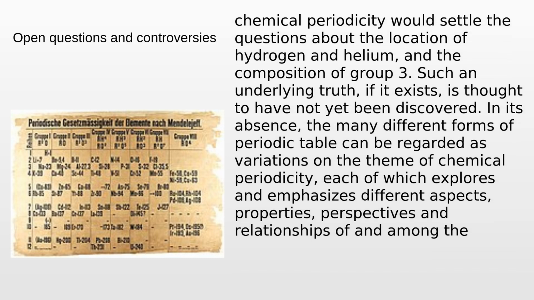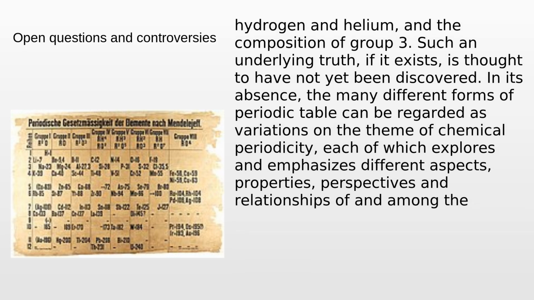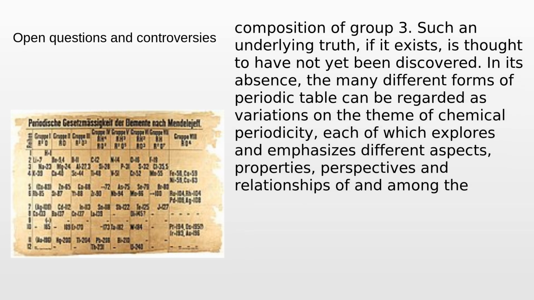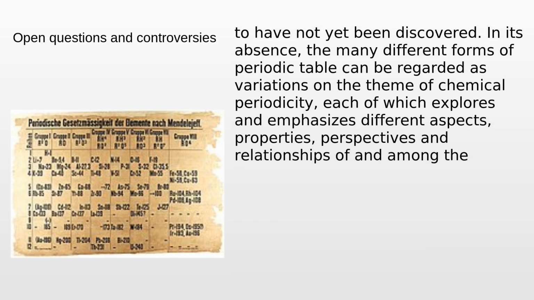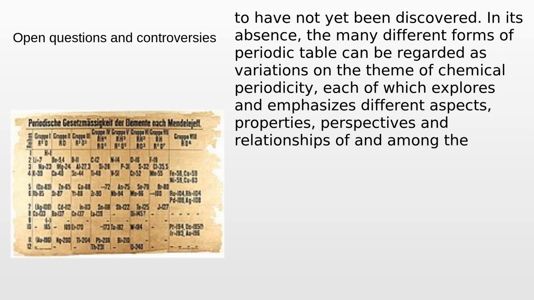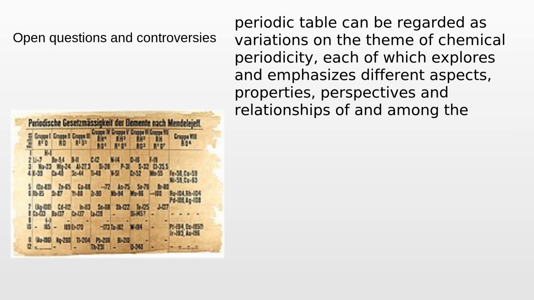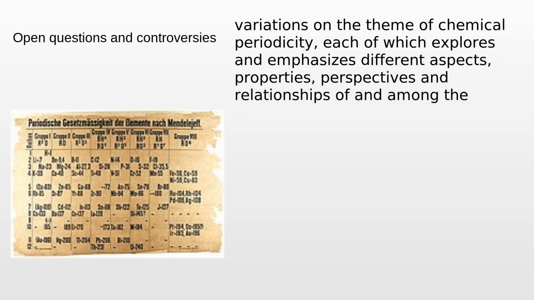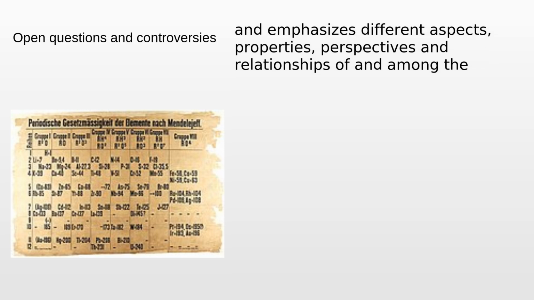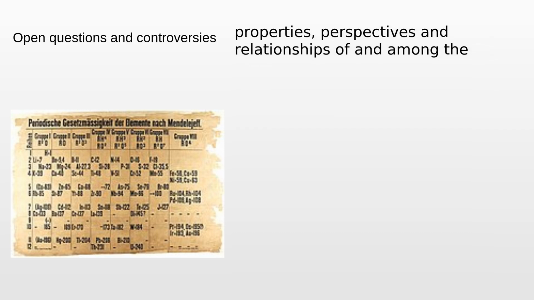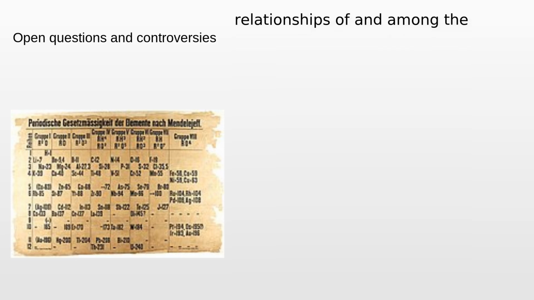An objective basis for chemical periodicity would settle the questions about the location of hydrogen and helium, and the composition of group 3. Such an underlying truth, if it exists, is thought to have not yet been discovered. In its absence, the many different forms of periodic table can be regarded as variations on the theme of chemical periodicity, each of which explores and emphasizes different aspects, properties, perspectives and relationships of and among the elements.